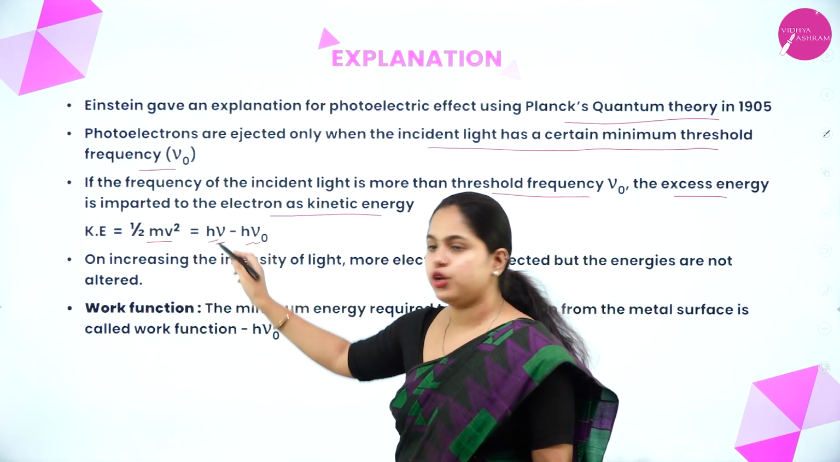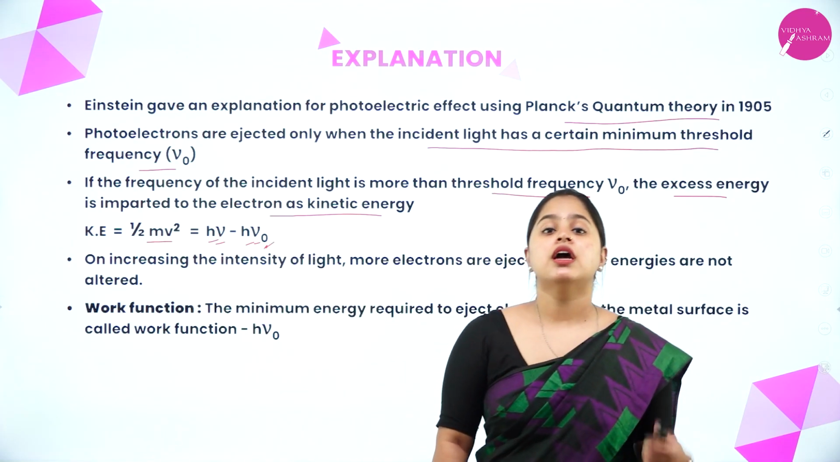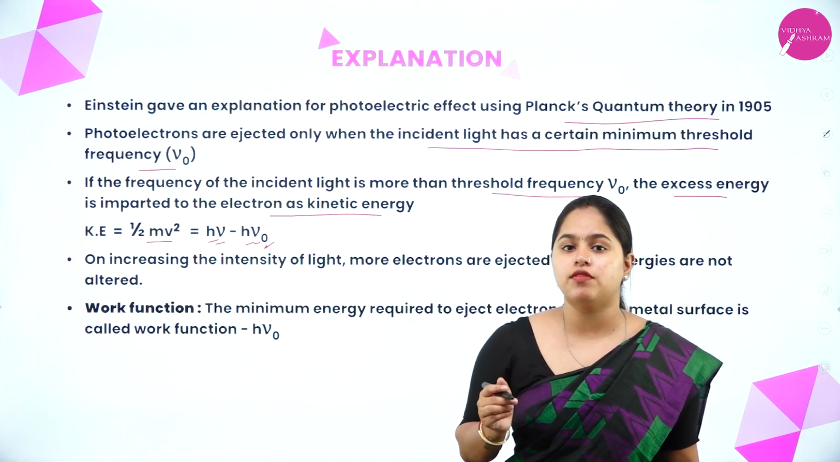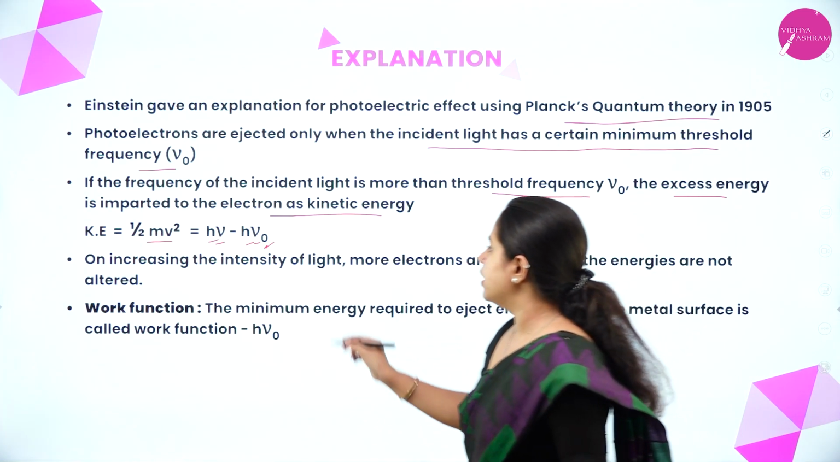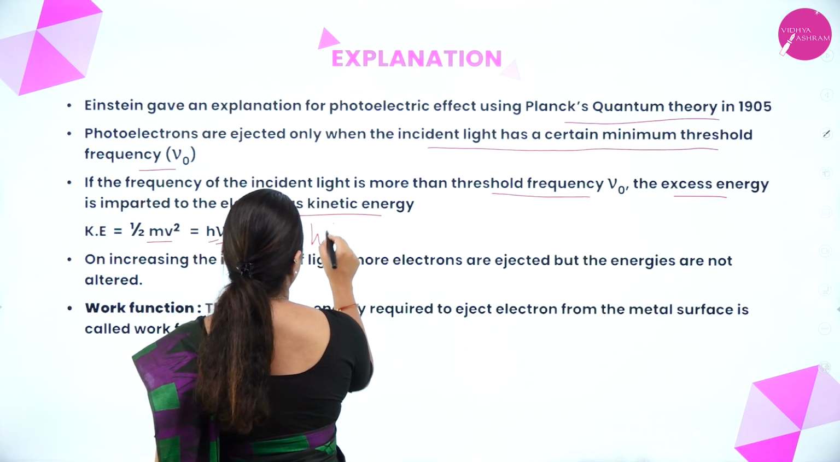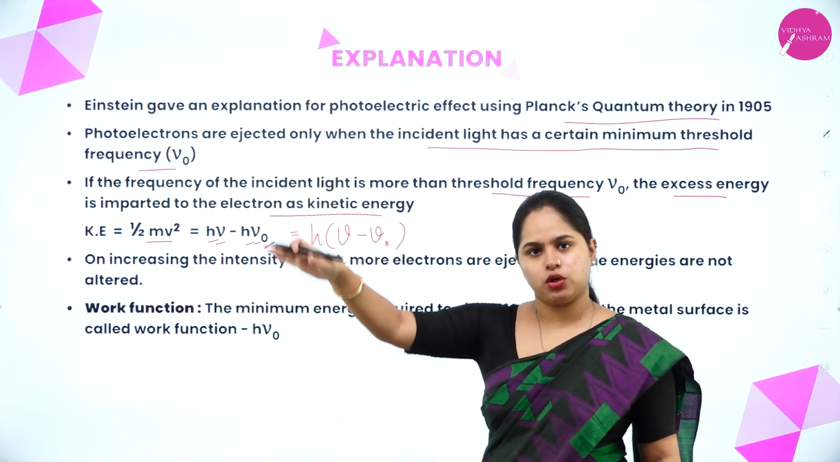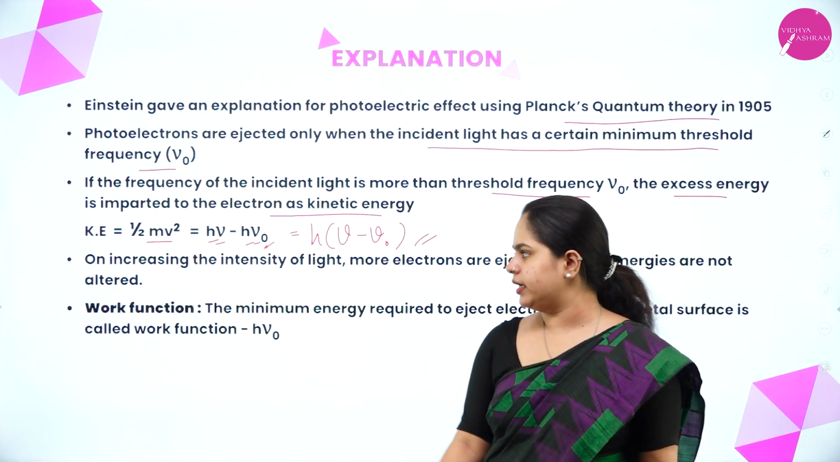H nu, what is nu? Nu is the frequency of the incident light and nu 0 is the threshold frequency, right? And h is your Planck's constant, which has a value 6.626 into 10 to the power minus 34 joule second, right? So I can also write it as h into nu minus nu naught. I took the h outside. I can write it also in this form, right? So this is the equation for your kinetic energy.